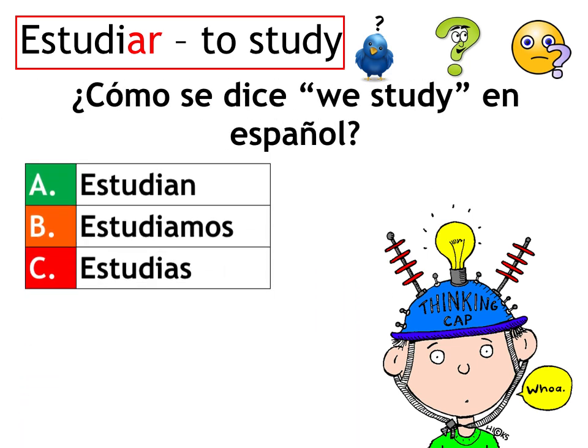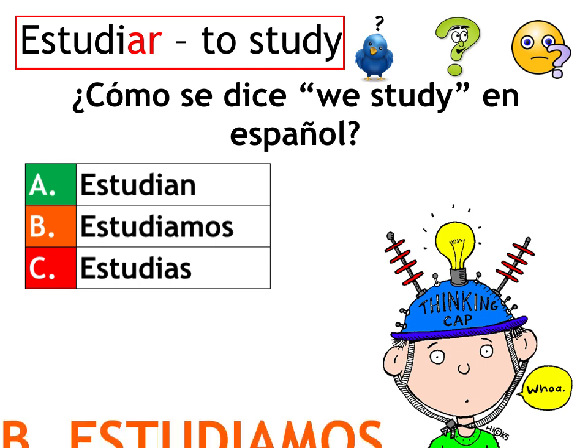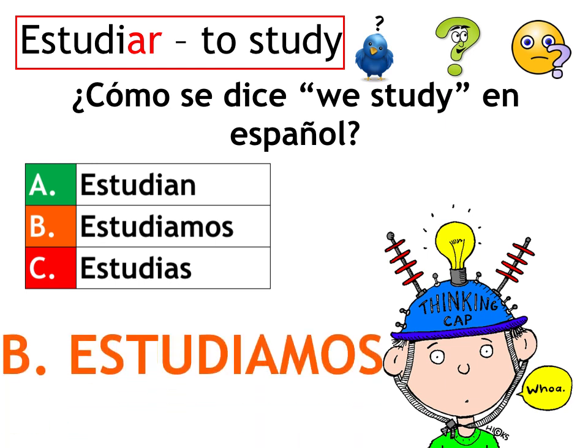Perfecto. ¿Cómo se dice we study en español? Is it estudian, estudiamos, o estudias? We study. Muy bien, estudiamos. Get into the habit of remembering it's always amos on the end when it's we do something. It's always got mos on the end.